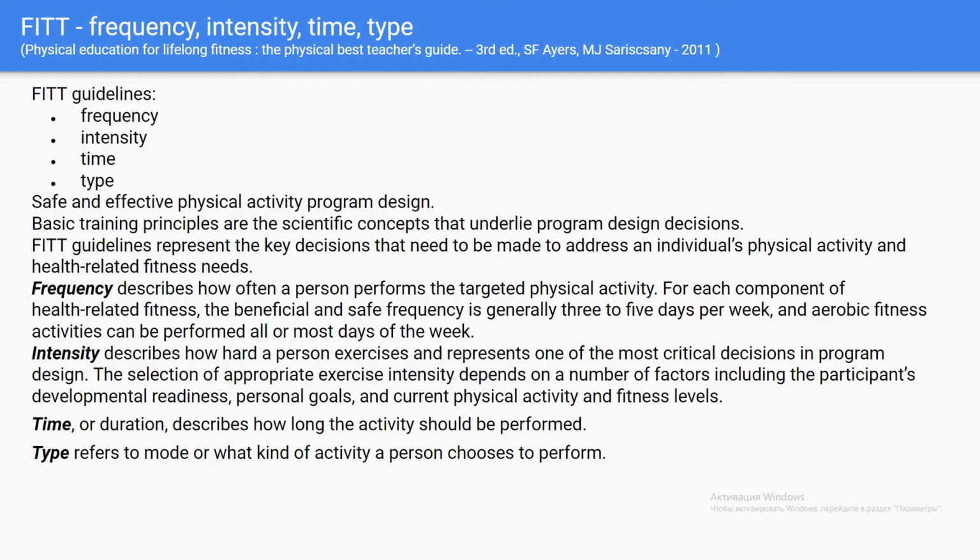Intensity describes how hard a person exercises and represents one of the most critical decisions in program design. The selection of appropriate exercise intensity depends on a number of factors, including the participant's developmental readiness, personal goals, and current physical activity or fitness level. Intensity is one of the key elements that allow us to adjust moderate to vigorous physical activity. If we are mistaken in intensity level, it could bring us either to stagnation in our progress, or sometimes unfortunately to injuries, because we will be extremely overloaded.